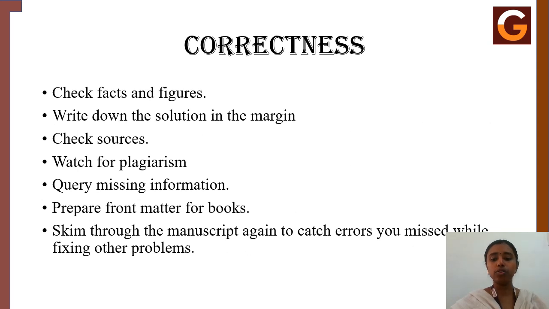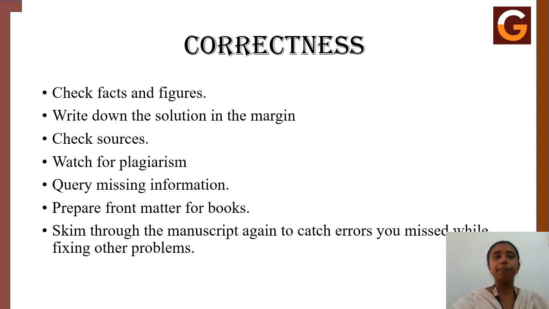And now moving on to correctness. So correctness here is nothing but checking the facts and figures. So if there is a fact mentioned, it might be a valid and authentic one, or sometimes it may not be an authentic one. So that depends upon the author, but as an editor, it is the duty of an editor to check the correct facts and the figures.